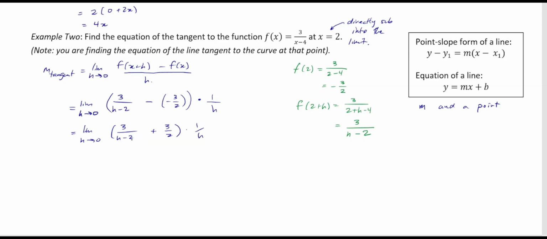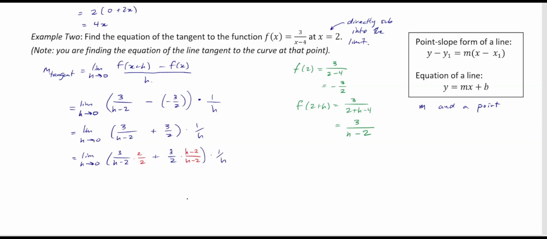And from here, I can see that I don't have a common denominator. So that means I'm going to have to take this one right here and multiply it by 2 over 2. And this term I'll multiply by h minus 2 over h minus 2. So here we go. I get 3 over h minus 2, and I'm going to multiply that by 2 over 2. And then this one over here, I'm going to multiply by h minus 2 over h minus 2.